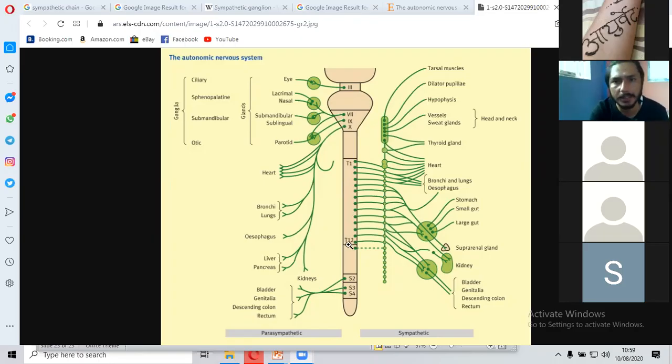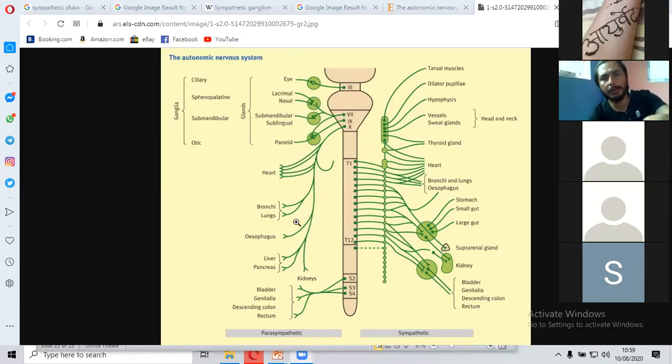Now see in this picture. T1 to T12 is there, and up to the L2 spinal segment. All these fibers are coming out as sympathetic fibers. They will form ganglia, a chain of ganglia. Can you see this chain from cervical, thoracic to lumbar? It will be on the right side of the vertebral column and also on the left side.